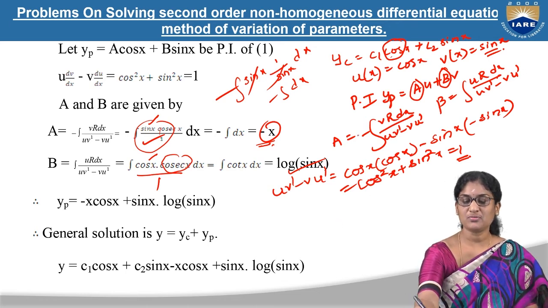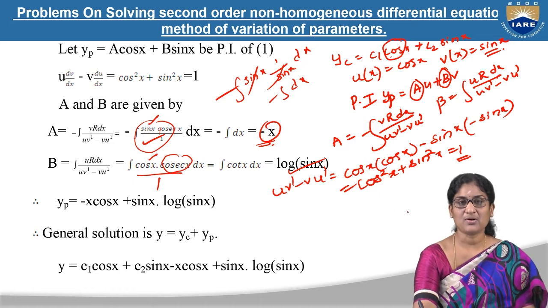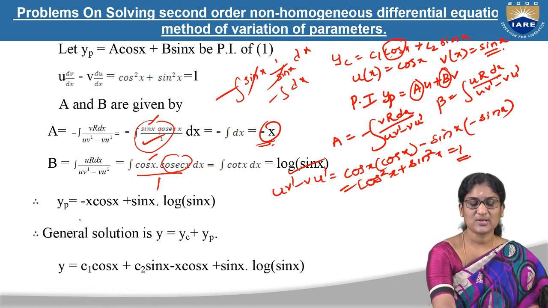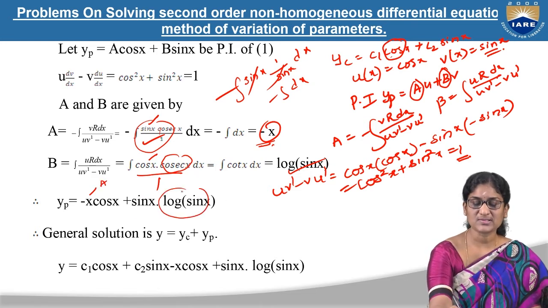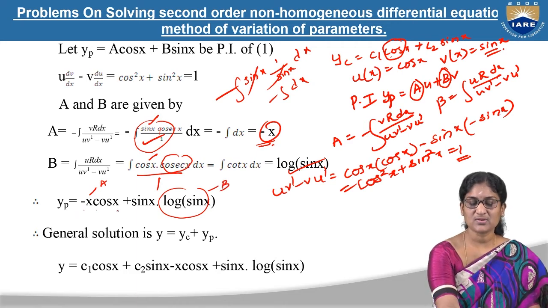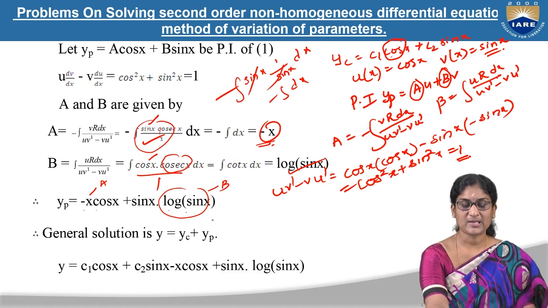We have to substitute in the yp value that we assumed, that is yp is equal to A cos x plus B sin x. So A is nothing but minus x, and B is nothing but log sin x. So that is minus x cos x plus sin x log sin x as the particular integral yp.